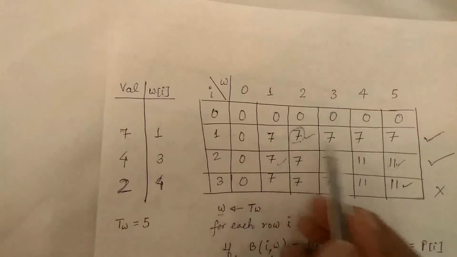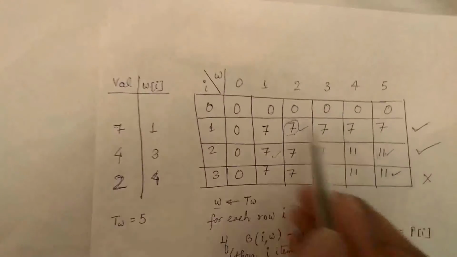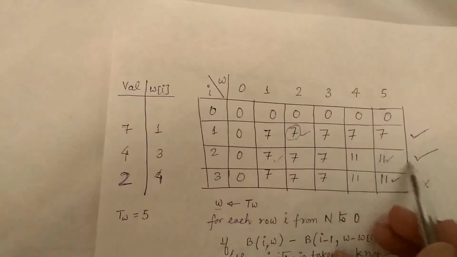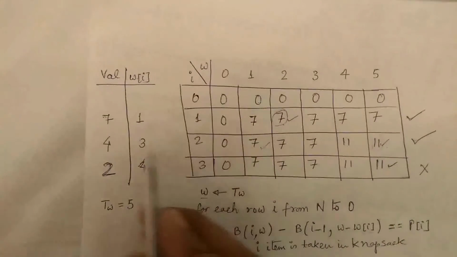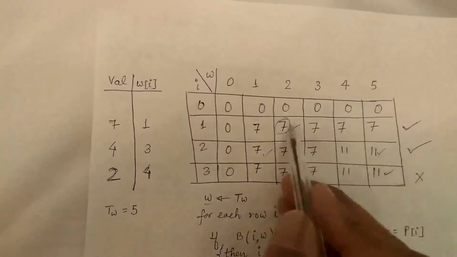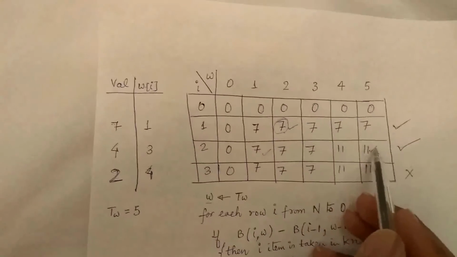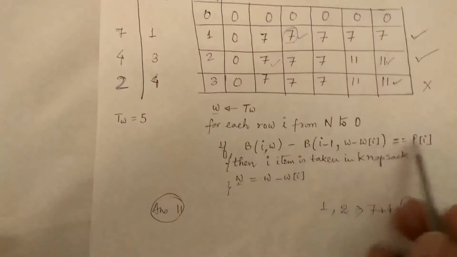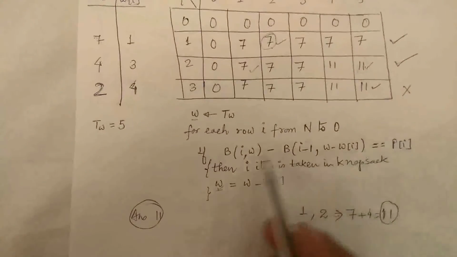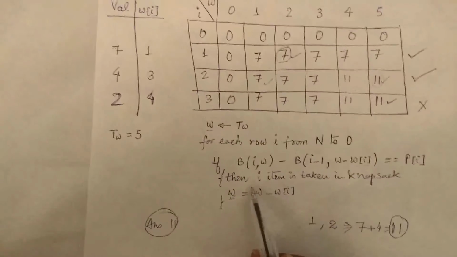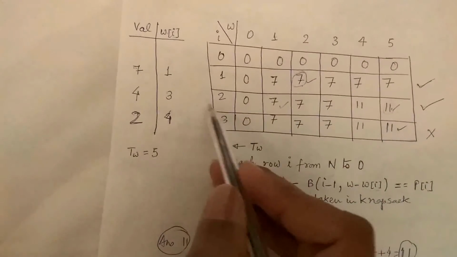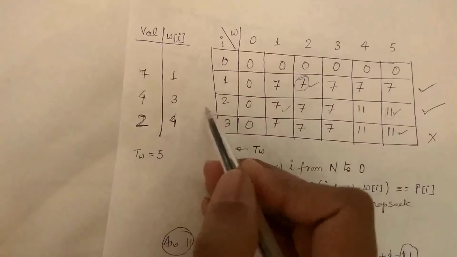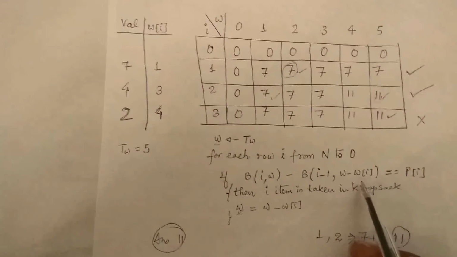Here 11 minus 7 is 4. What is the price in this? It is 4, which is equal to the difference, that is 4. 4 equals 4, so this condition is true and we go inside. So this item is included. Item number 2 is already in the knapsack.